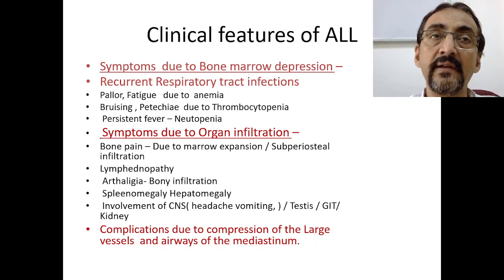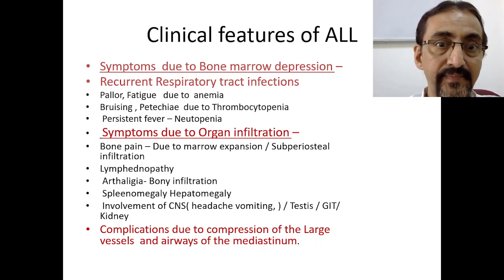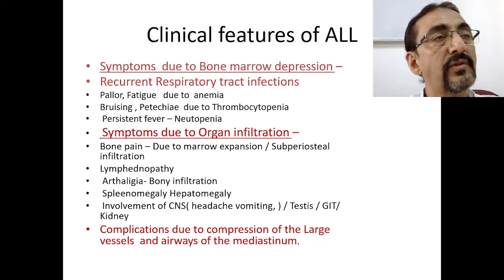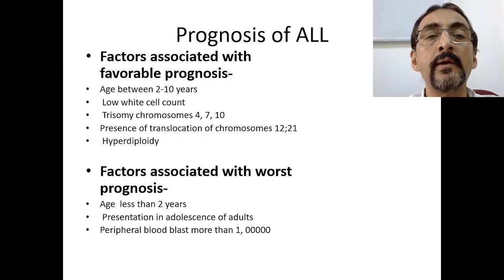Sometimes this blast cell gets deposited somewhere. This causes compression over the other organs, including some of the important vessels and also airways in the mediastinum. That leads to some breathing problems. What is the prognosis of ALL?